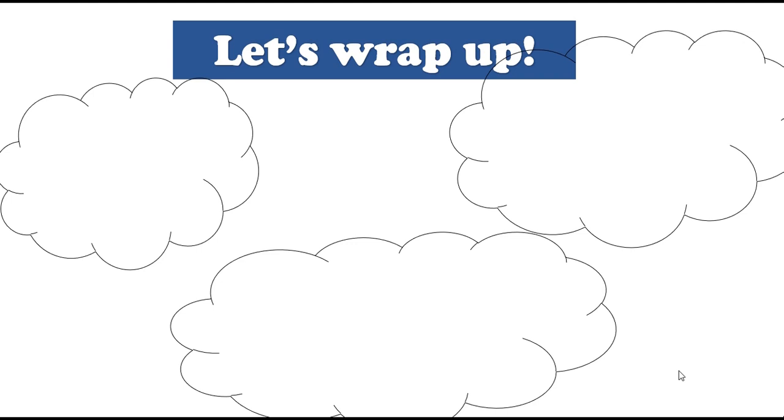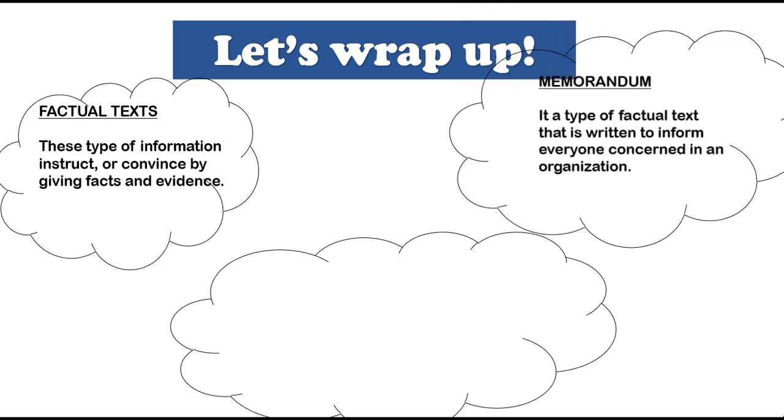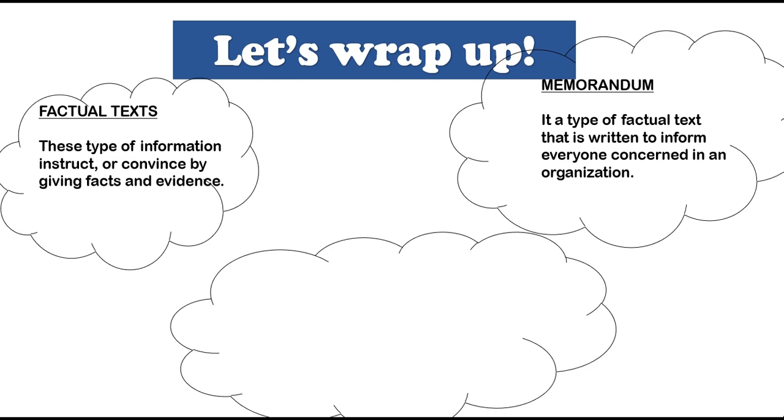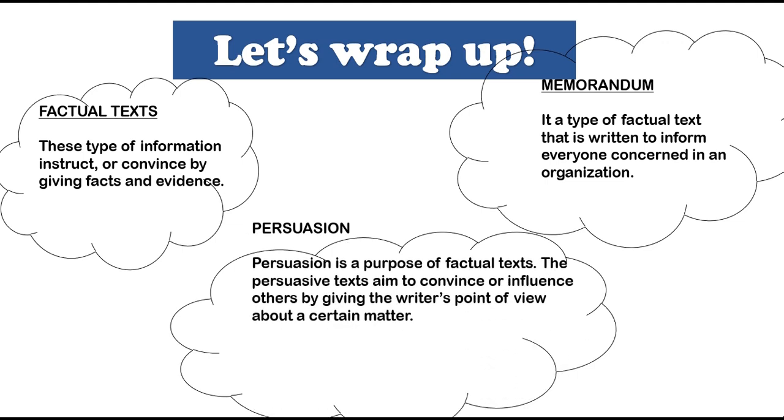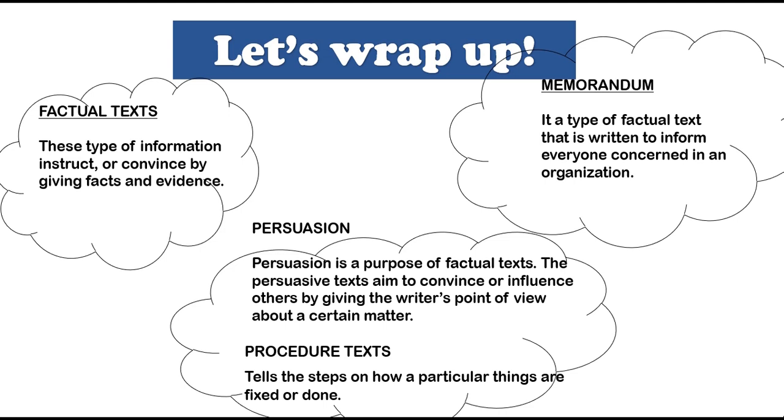Now, let's do the recap. Remember, factual texts are the type of information that instruct or convince by giving facts and evidence. A memorandum, on the other hand, is a type of factual text that is written to inform everyone concerned in an organization. While persuasion is a purpose of factual texts. The persuasive texts aim to convince or influence others by giving the writer's point of view about a certain matter. And the procedure text tells the steps and how a particular things are fixed or done.